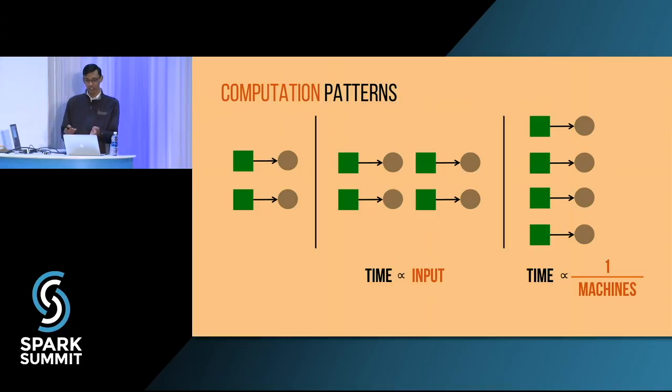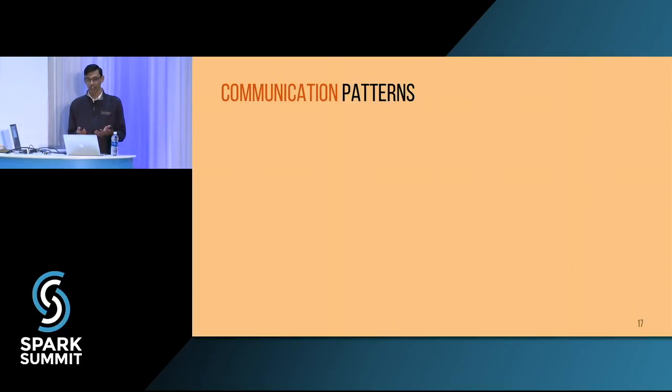In the same example, if I go from 2 cores to 4 cores in the system, you would expect my total running time to come down by half, because the time scales inversely with the number of machines. This assumes a linear relationship between the input size and the overall running time. We could similarly model n log n or n squared relationships as well. So computation was pretty simple to analyze. Communication, though, is trickier because there are a large number of communication patterns, and it's often challenging to think of how all these patterns work together.